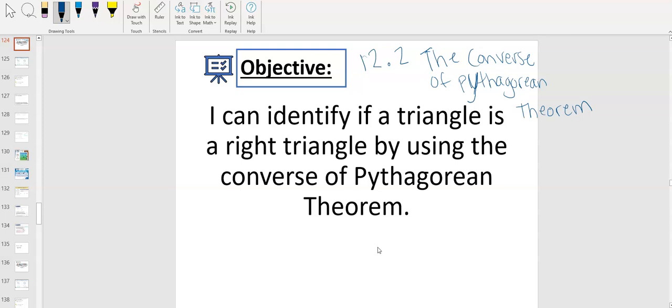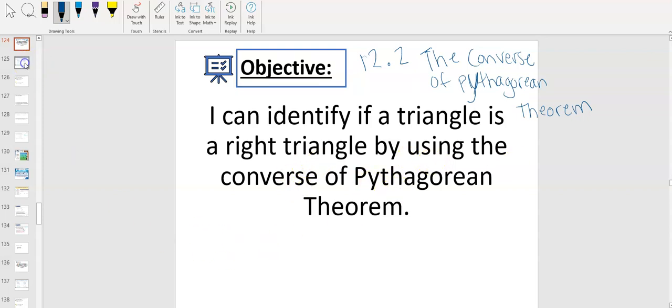All right, ladies and gentlemen, here we are going over 12.2. We're looking at the converse of the Pythagorean theorem. So grab your notes and settle in because today's going to be a nice, easy lesson. Today, our goal is to identify if a triangle is a right triangle by using the converse of the Pythagorean theorem.